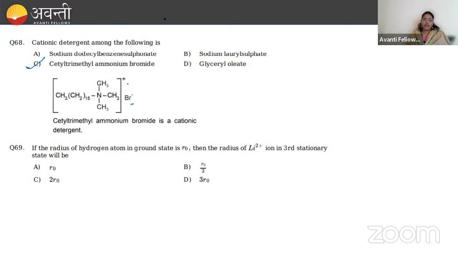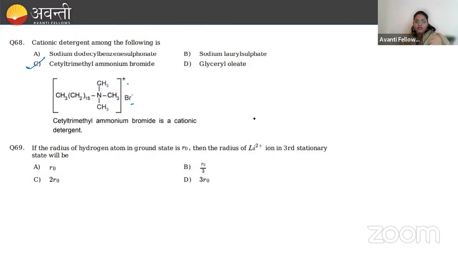Next, if the radius of hydrogen atom in the ground state is R0, what will be the radius of Li2 plus ion in the third stationary state? Yes, so what will be the answer here? Such type of questions are also solved by us. Yeah, any answers? Okay, D. And let's solve this, okay? And then I will share the answer.